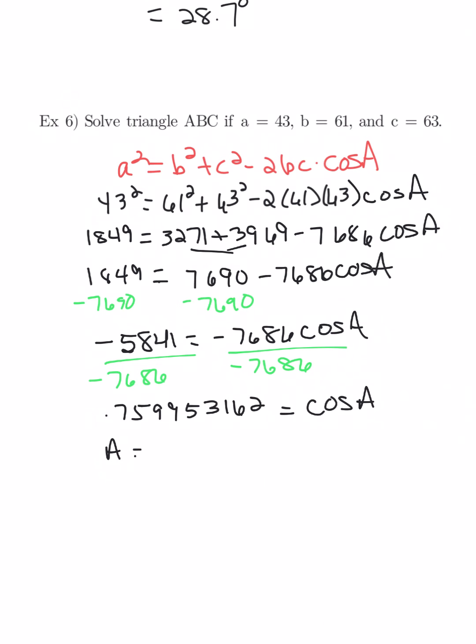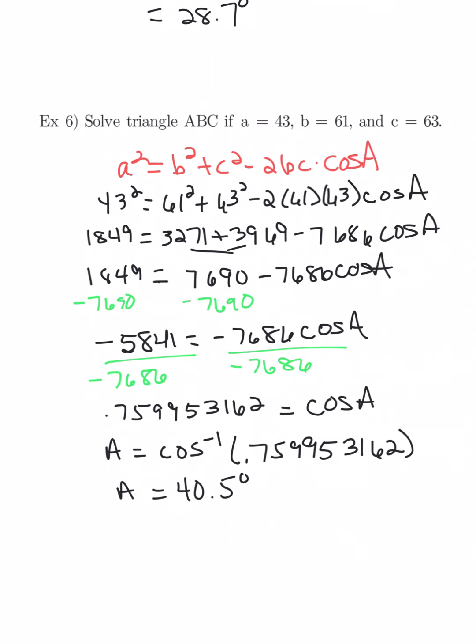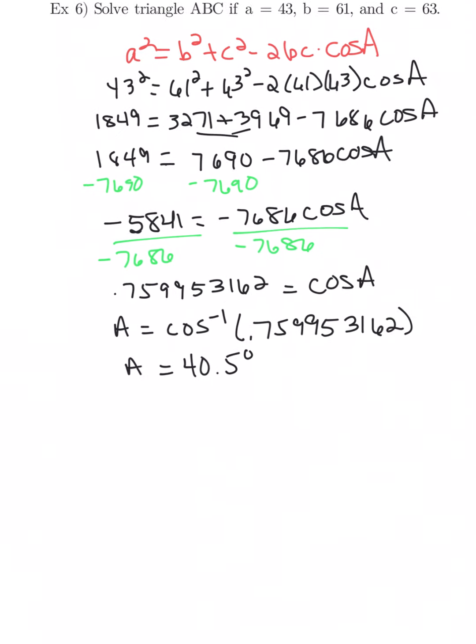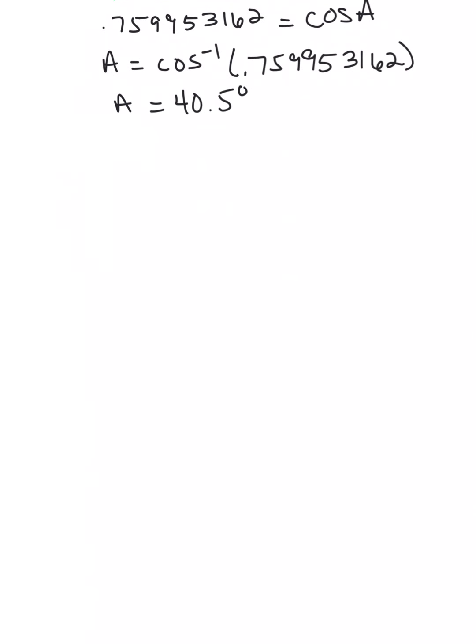So A has to equal the inverse cosine of our decimal. So A comes out to be 40.5 degrees. I'm going to choose to find angle B next, which means I need the version that says B squared equals A squared plus C squared minus 2AC cosine of angle B.